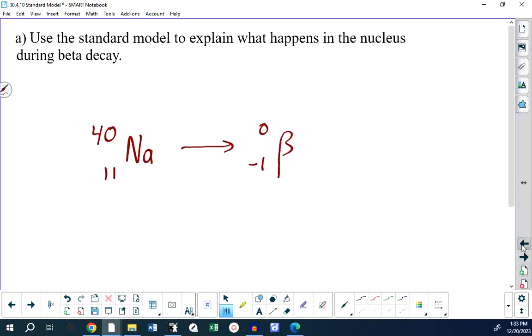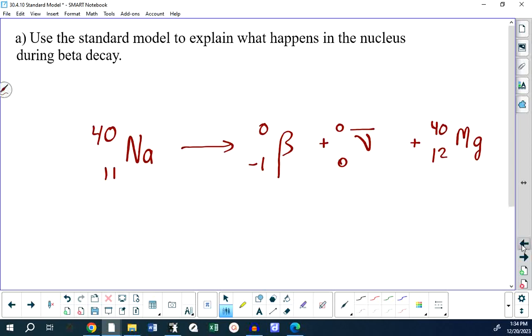So what else is produced? A neutrino that's an antiparticle. Why? Because that's the way the world works. During beta decay, you get an antineutrino. And what else? Well, if we started off with sodium 40, we would end up with 40 for the number of nucleons up top and 12 for the number below, which is magnesium, right? Okay.